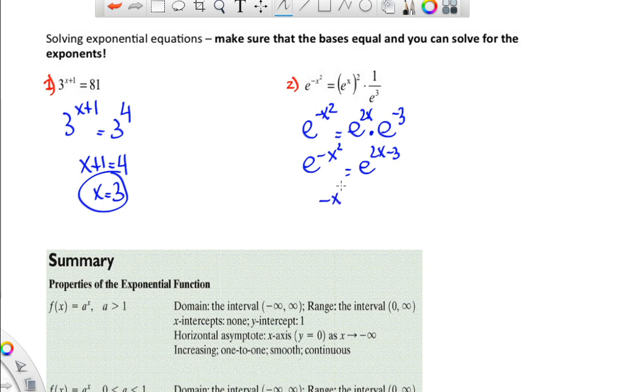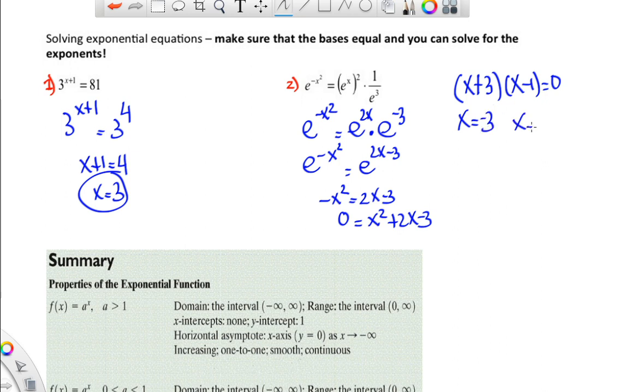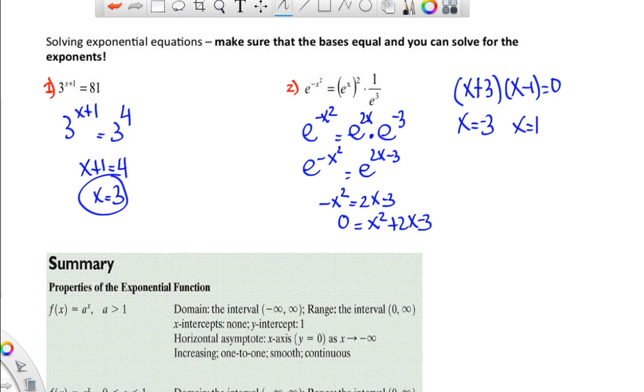That means that negative x squared has to equal 2x minus 3, or x squared plus 2x minus 3 equals 0, and that factors into (x plus 3) times (x minus 1) equals 0, so x equals negative 3 or x equals 1, and that should work. So that one has 2 answers.